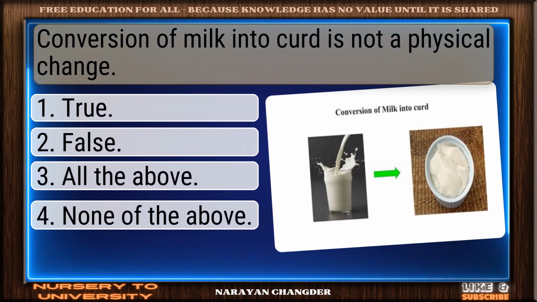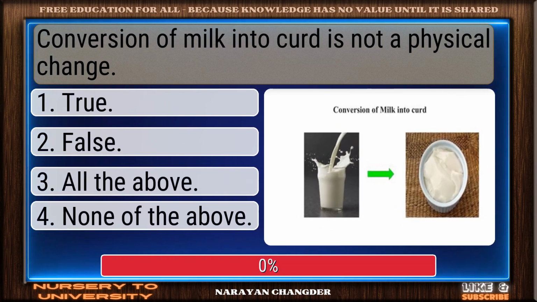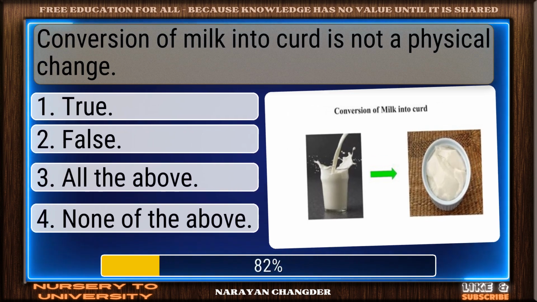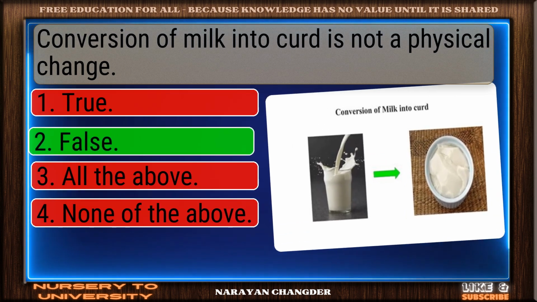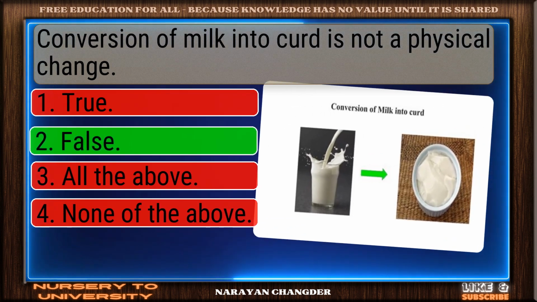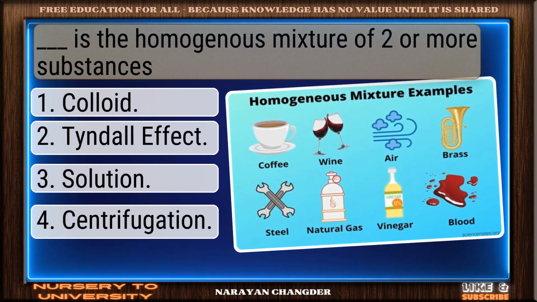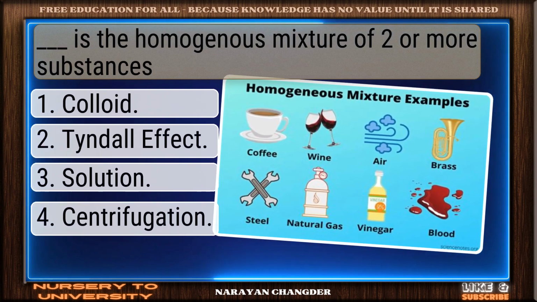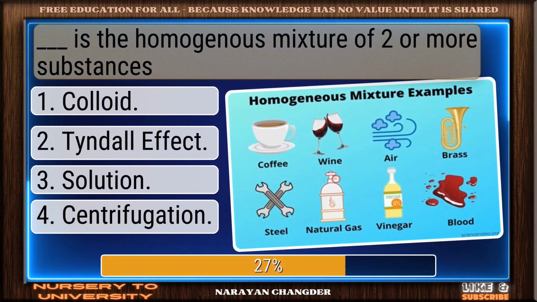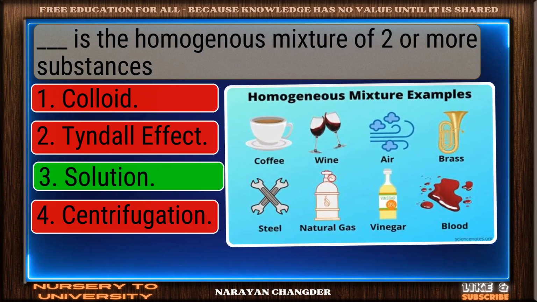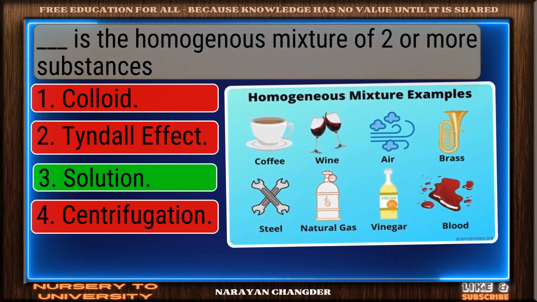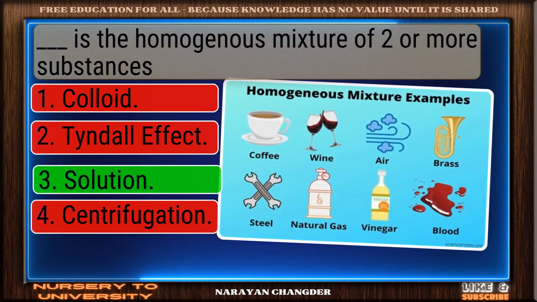Question number 162. Conversion of milk into curd is not a physical change. Correct response. False is the most accurate answer. Question number 163. Dash is the homogeneous mixture of two or more substances. Clear logic. Your choice solution is sound and 100% true.